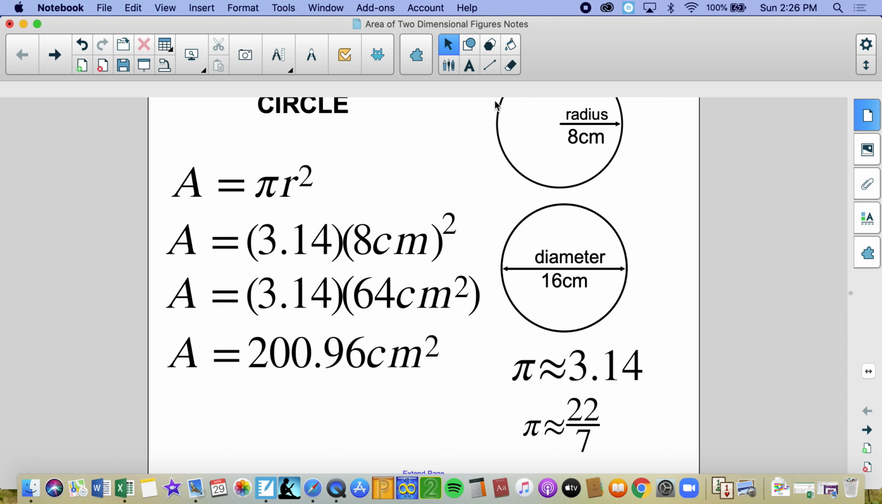So understand that both the decimal form and the fractional form are approximations, and we'll use them either way. Typically we use the fraction when the radius is a multiple of 7, because it'll cancel that 7 in the denominator. Otherwise, for any whole number or decimal, we typically use 3.14.